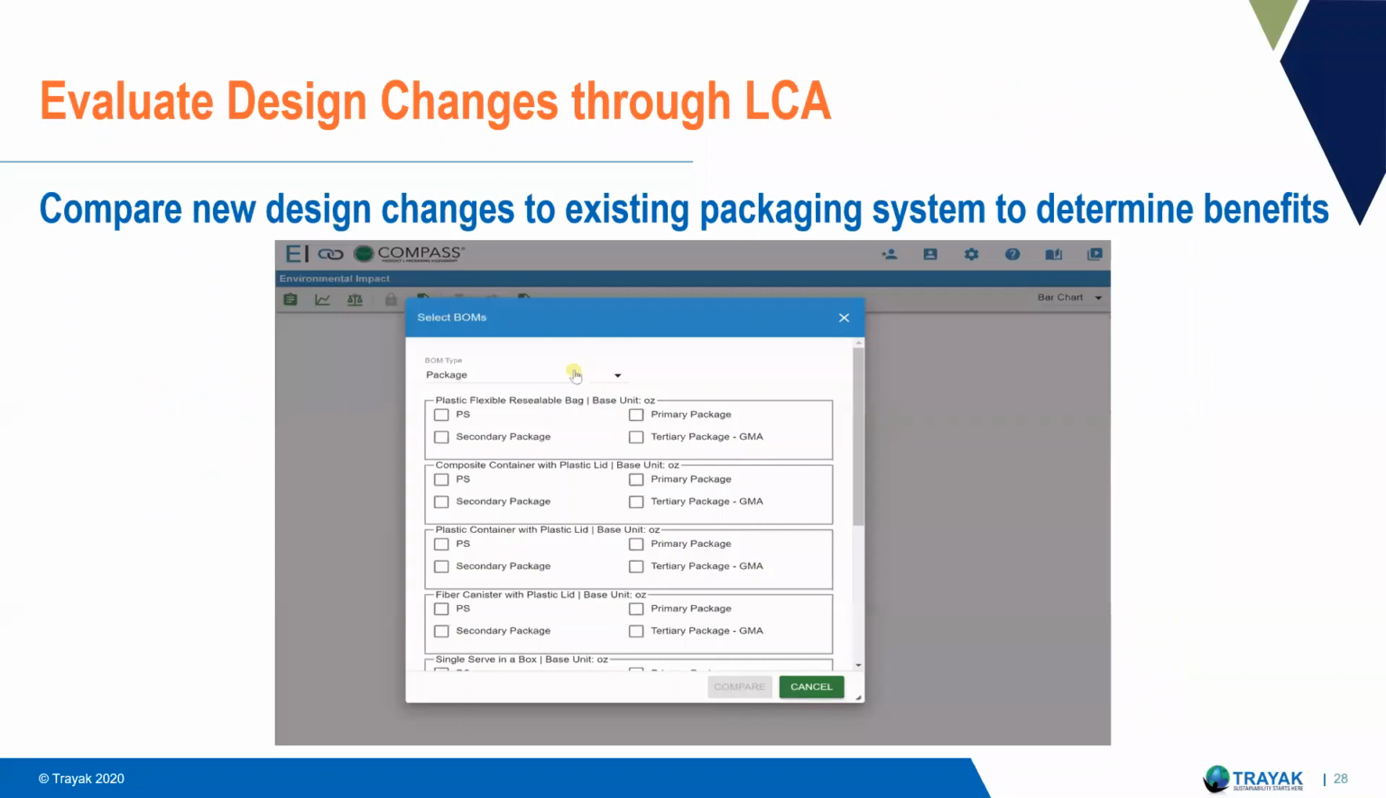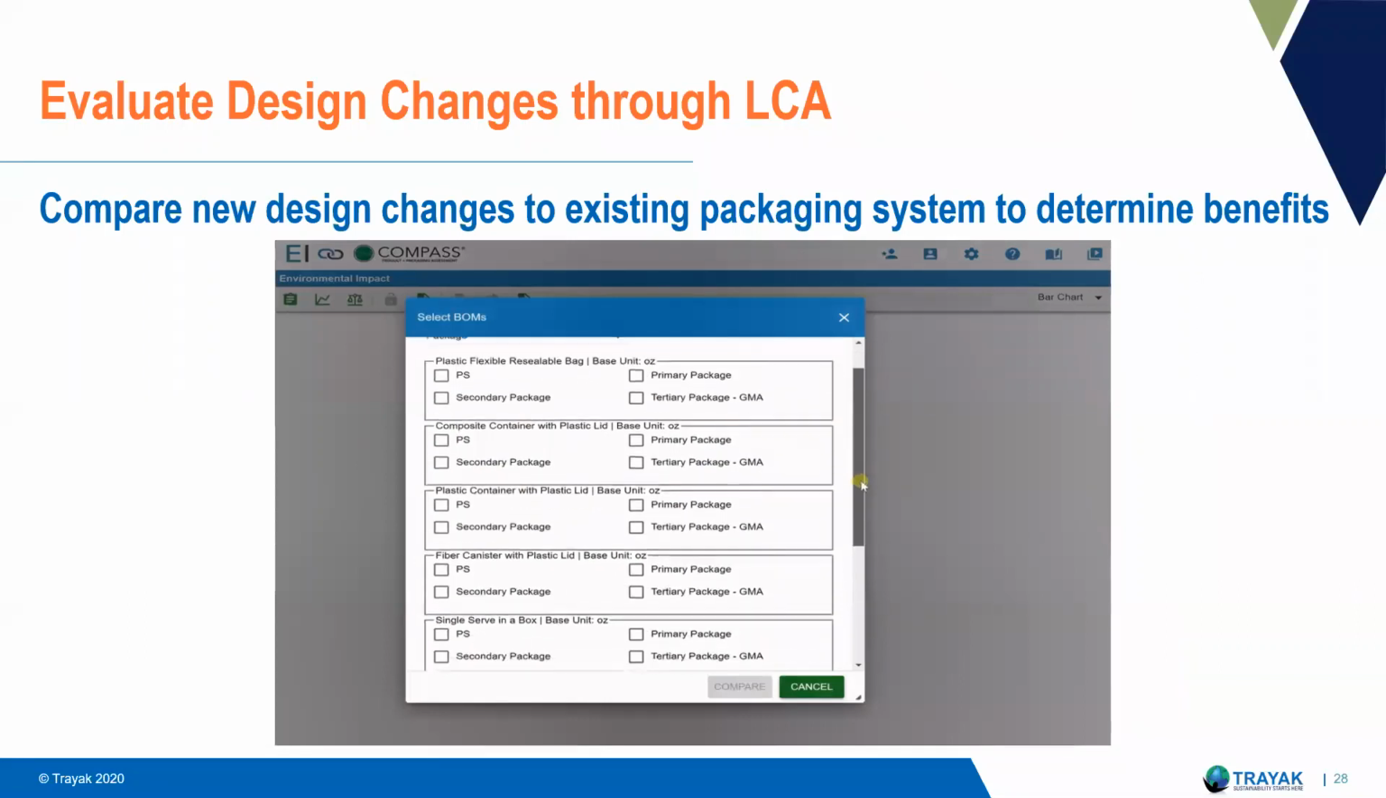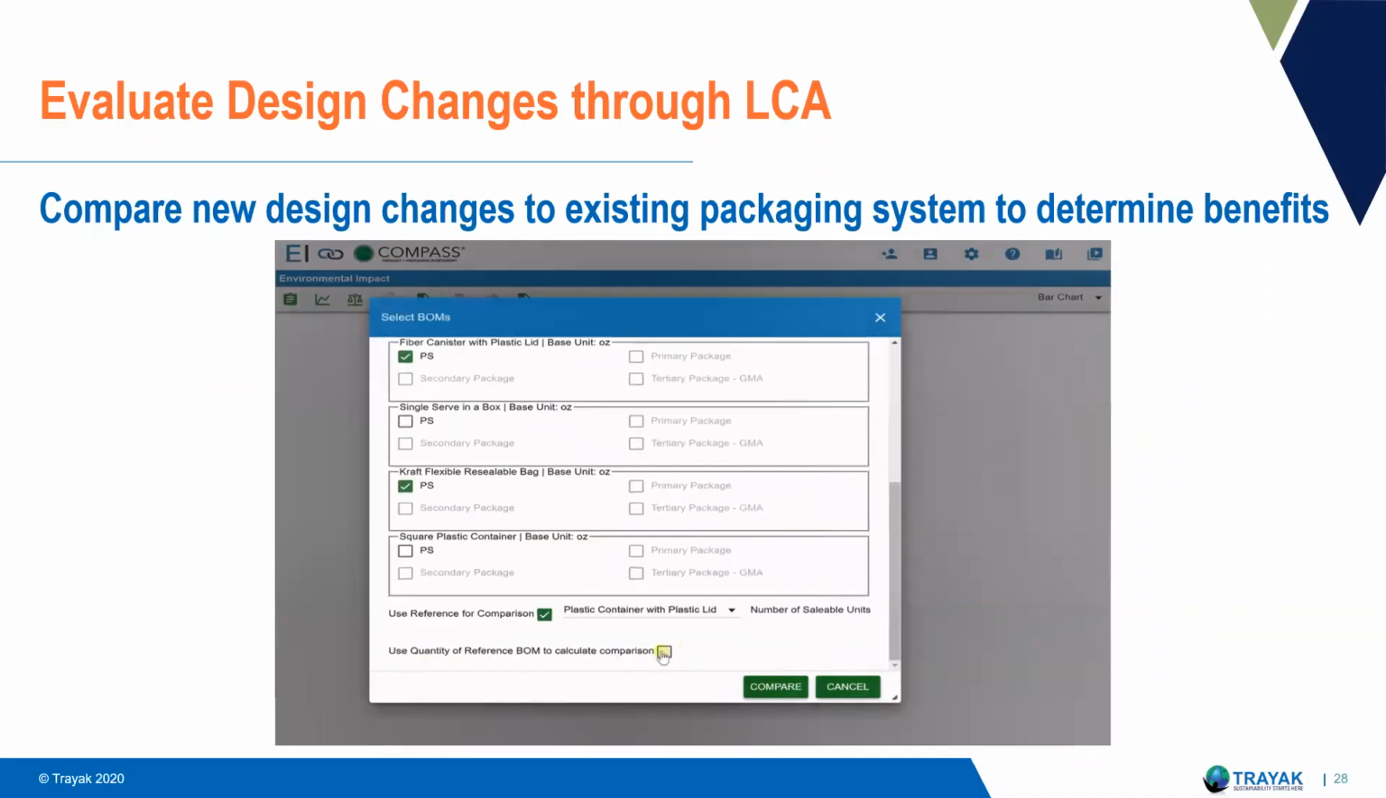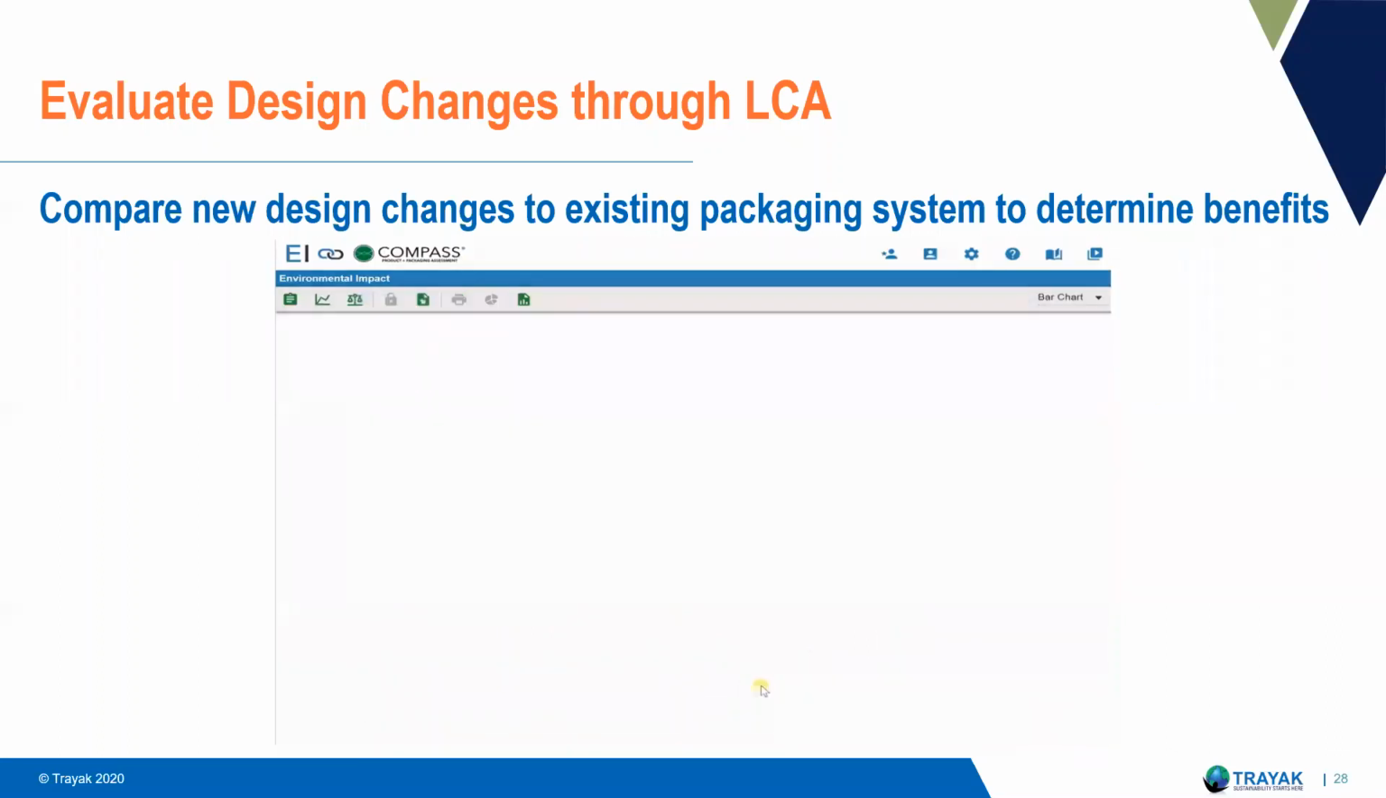And I can model all of these in Compass, and once I have them all modeled, I can compare them. So you can see I have my various options, and I can compare them based on the packaging system. So I'll just select the 3 that I wanted to optimize, and then I'll compare them.